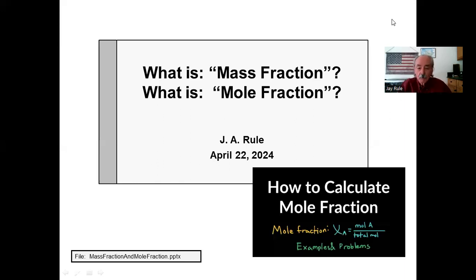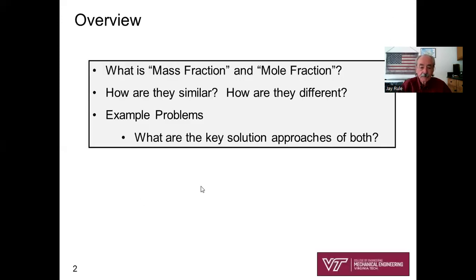So we're going to cover, well, what is mass fraction? What is mole fraction? And how are they similar and different? And then some example problems. And what I'd like to do is point out some key solution approaches to both dealing with mass fraction problems and dealing with mole fraction problems.